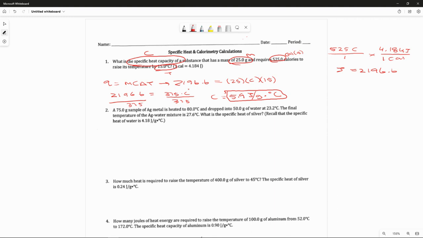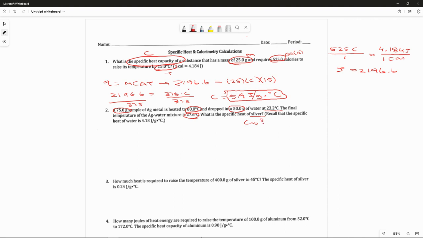All right, let's try number two. A 75 gram sample of Ag metal is heated to 80 degrees Celsius and dropped into 50 grams of water at 23.2 degrees Celsius. The final temperature, let me mark all these first. Final temperature of the Ag water mixture is 27.6 degrees Celsius. What is the specific heat of silver? So we want to find the C for silver. That's what we want to know.